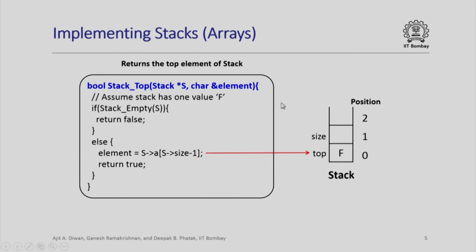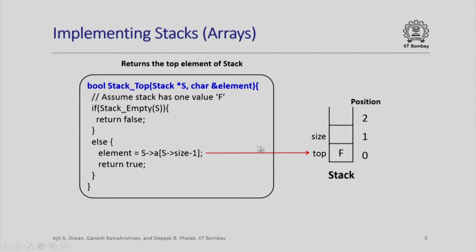Let us look at the implementation of a function which examines the top element of the stack. Assume, for example, that stack has just one value f as shown here. The bool function stack top has two parameters, stack star s and char and element. So this is the element which will be returned, and that is why it is being returned by reference. If stack is empty, of course, I will return false. That means the stack top, there is nothing to examine. Else, element is set to s of size minus 1.